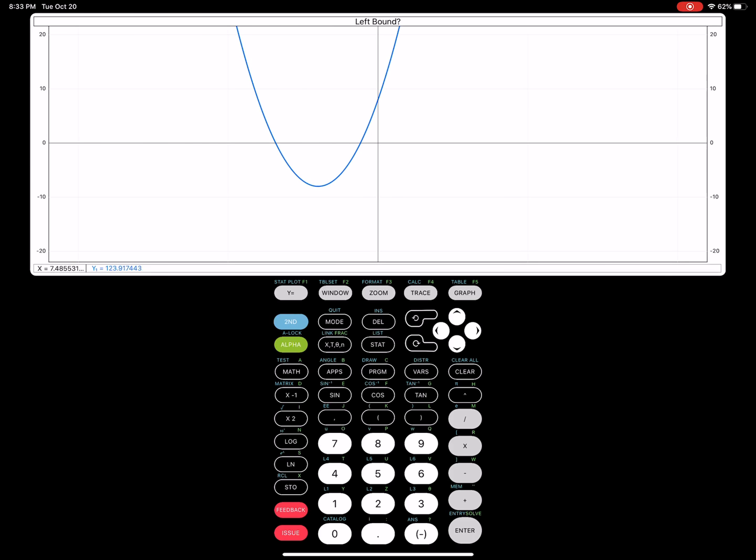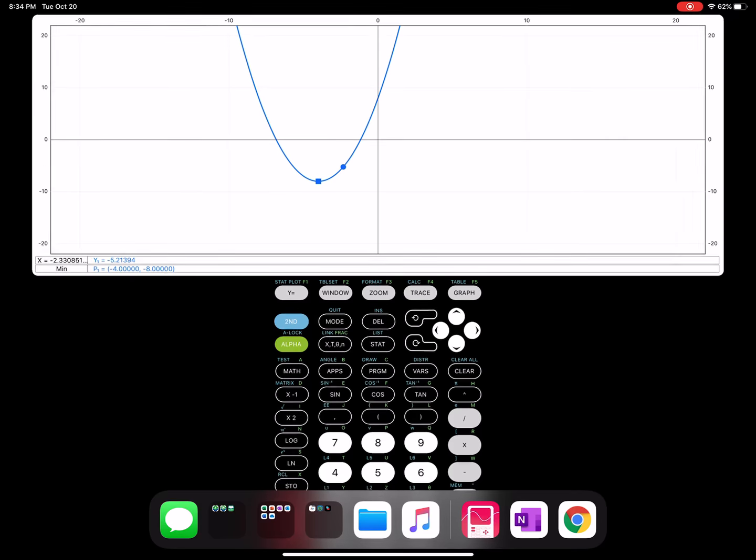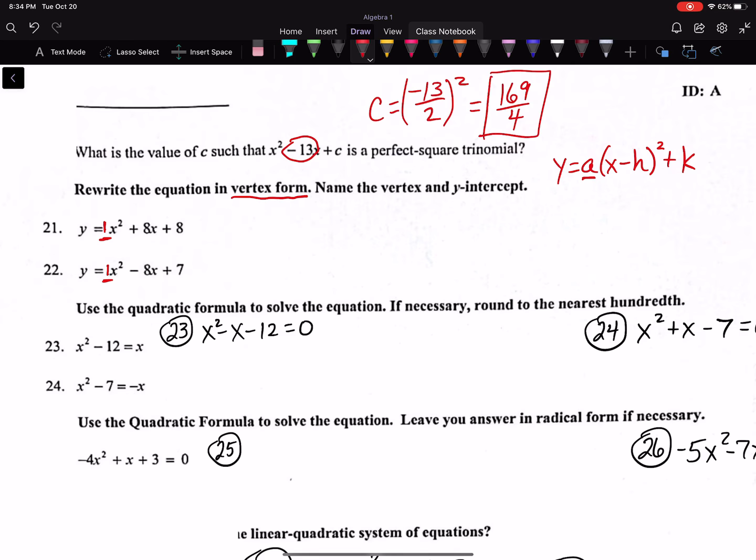I'm going to move my cursor to the left of that minimum. That's probably left of it. Hit enter. Move it to the right. I don't have to hit enter anymore, but you need to hit enter one more time on your calculator. My point right here says -4, -8. So I know right now my vertex is -4, -8, and now I can write it in vertex form.